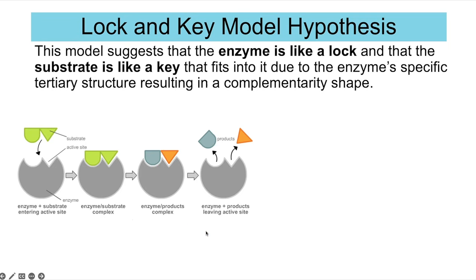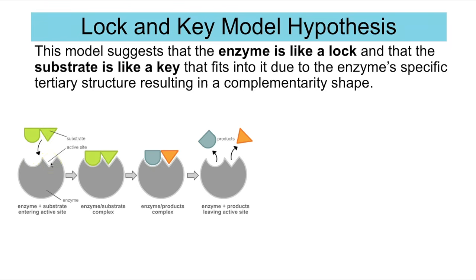So there's 2 models that hypothesize how they lower the activation energy. The lock and key model is the one that suggests that the enzyme is like a lock with a fixed shape, and that the substrate is like a key, which is perfectly complementary in shape to that lock.